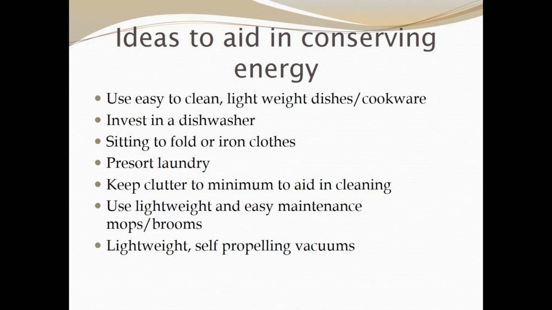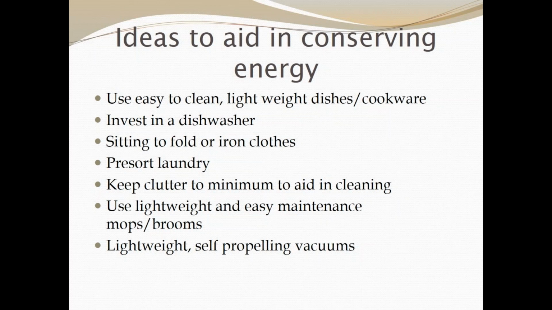Here's some more ideas. Using lightweight dishes and cookware makes managing those items a little bit easier. Invest in a dishwasher if you don't have one. Washing dishes by hand can take a lot of energy. Sitting when you're folding or ironing clothes.